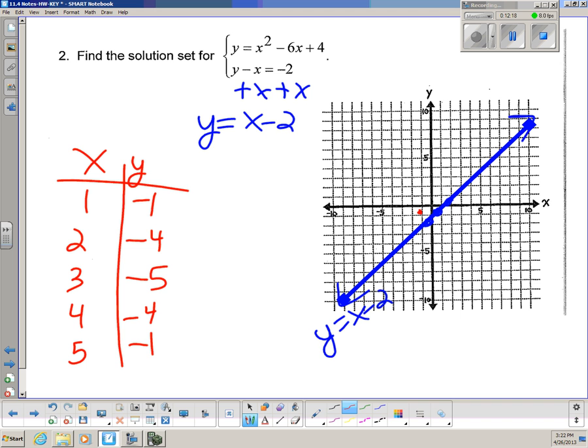1, -1. That's not 1, -1. Try that again. 1, there we go. 1, -1. 2, -4, 3, -5, 4, -4, 5, -1. There's my parabola. Not so sure where I intersect. Go back to my calculator.